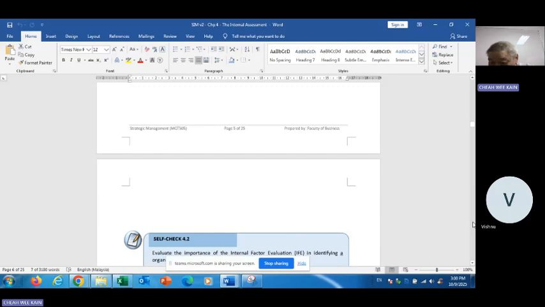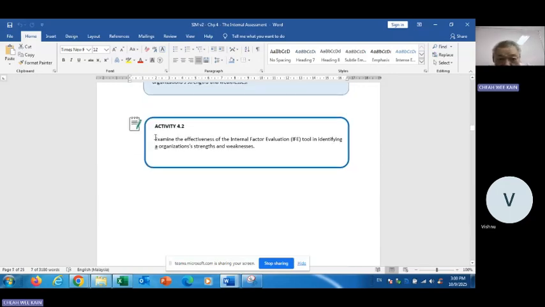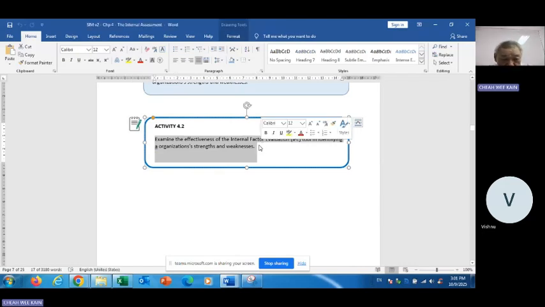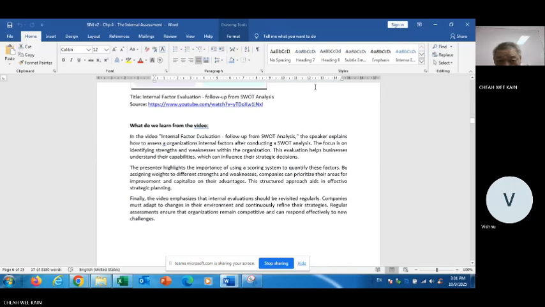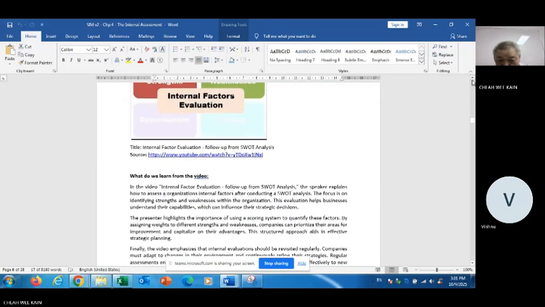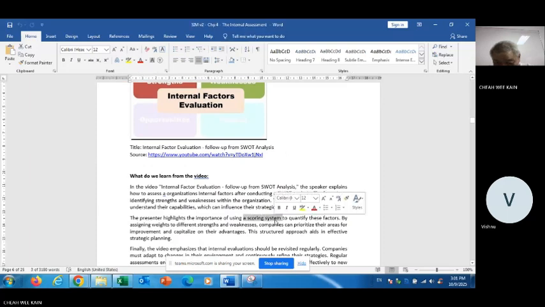So what I want you to do for 4.2, examine the effectiveness of internal factor evaluation. You can see from the video, internal factor evaluation. So you can use this video. The important thing about using this IFE is because they have a scoring system, the factors that you have. So what are the factors?